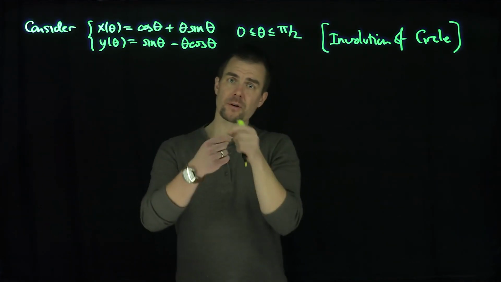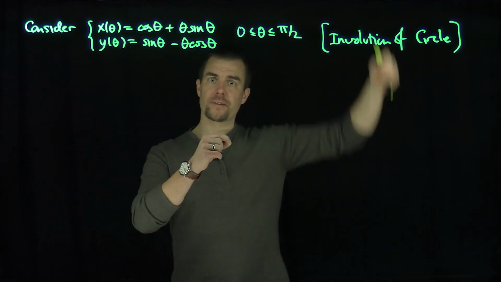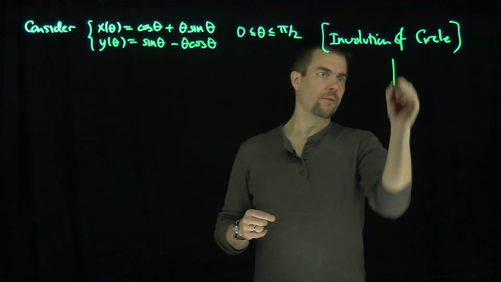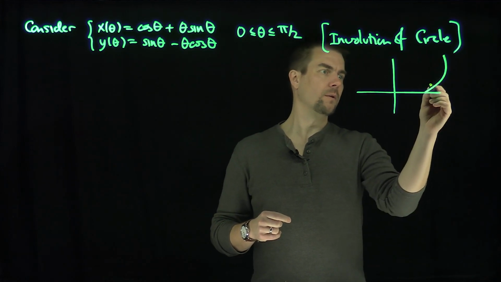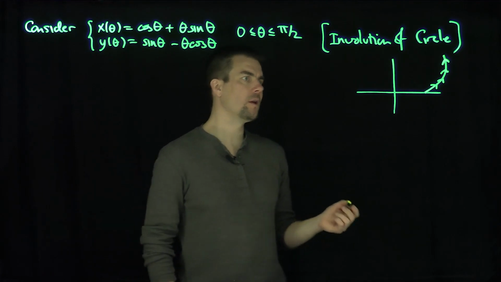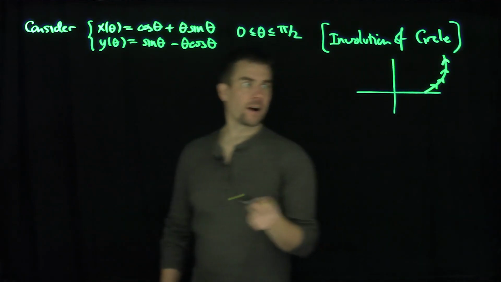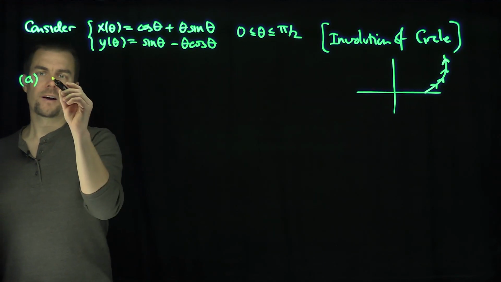Found by wrapping a string around the circle, holding the string taut, and then pulling the string away from the circle, right? That's the sort of shape you're going to get. So the involute roughly looks like this. Start over here, and then our curve looks basically like that. That's our involute. And what I want to do is first find, so part A of this problem, is to find the arc length.